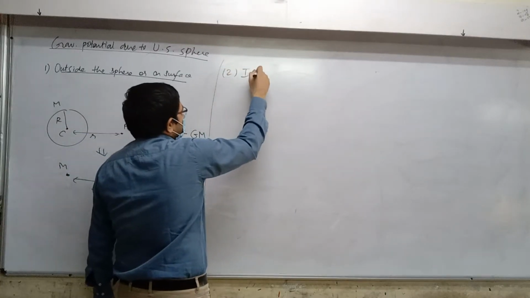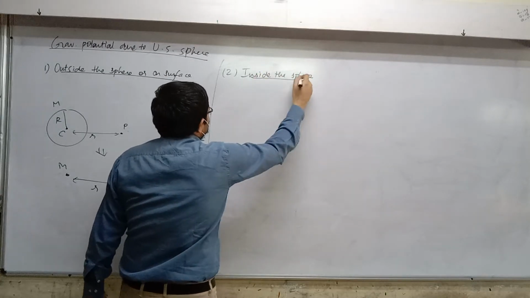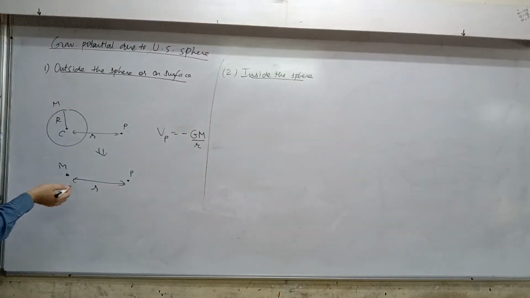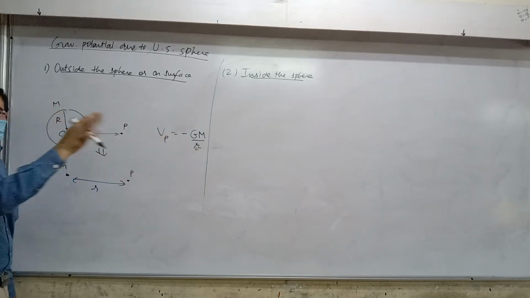Now inside the sphere. If the point were on the surface, you would know it. Suppose this point is here, then instead of small r you have to write capital R.